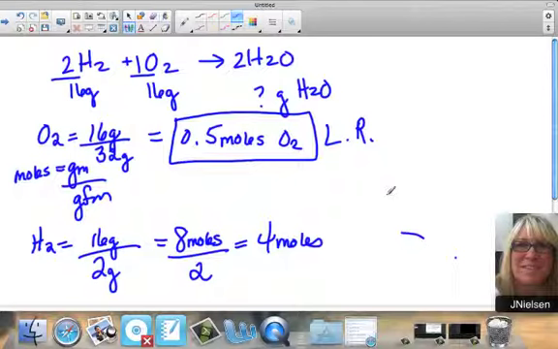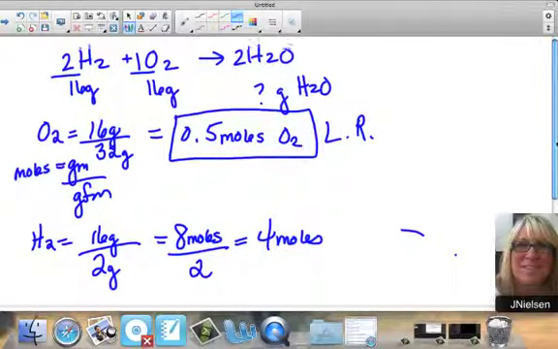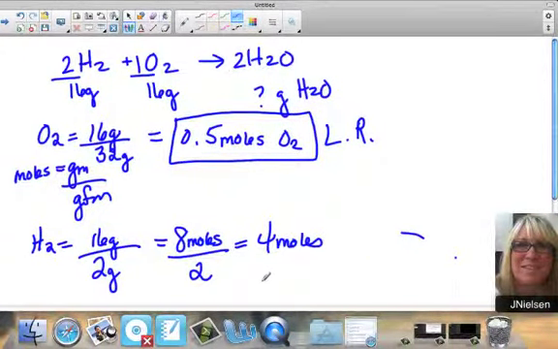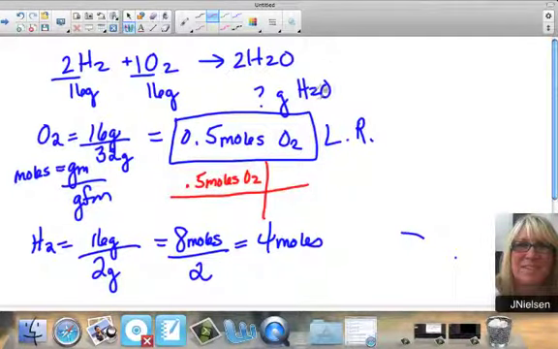So, in order to determine what amount of water will be produced, we're going to start with our limiting reagent. And I'm going to see if I can fit it in over on the side here so you can see everything. So I'm going to do it right here. I've got 0.5 moles of O2, and I need to figure out grams of H2O. So I have to do a molar relationship.